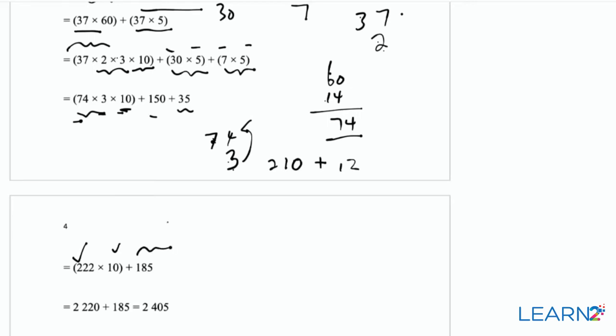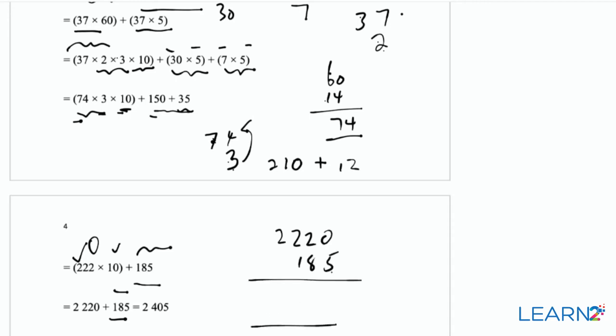And then we need to add to that, what's 150 plus 35? It is 185. So what's 222 times 10? Just add a 0. It's 2,220. Then we add our 185. How do we get that answer? 2220 plus 185. Well, the easiest way here would be to use a column.